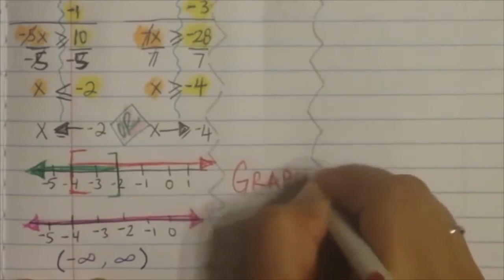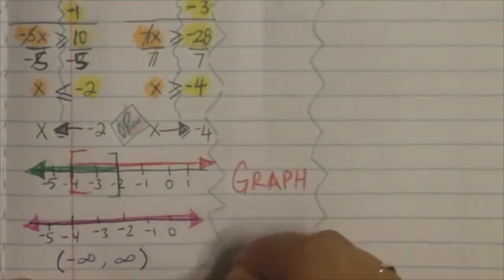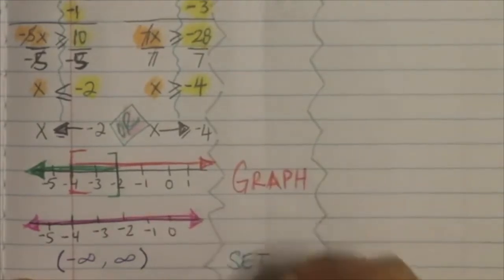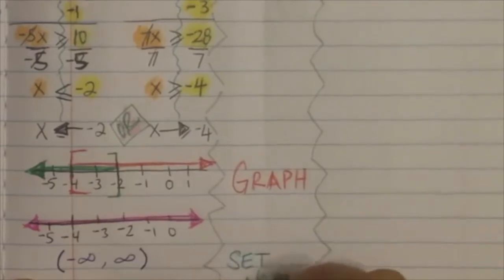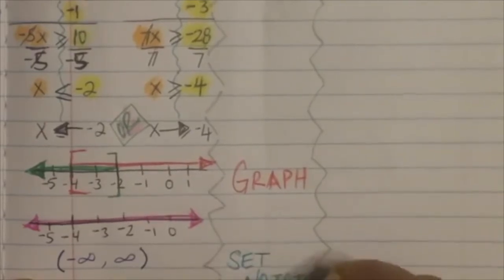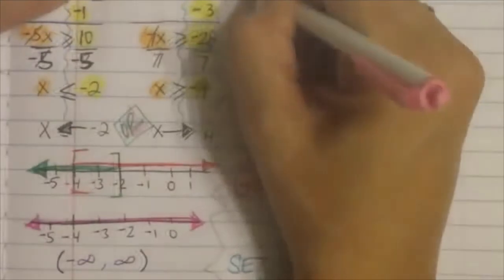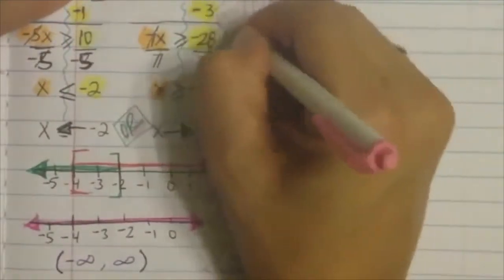All right, in your notes section, you can just write graph and set notation. This is a listening check. Put a box around the word set.